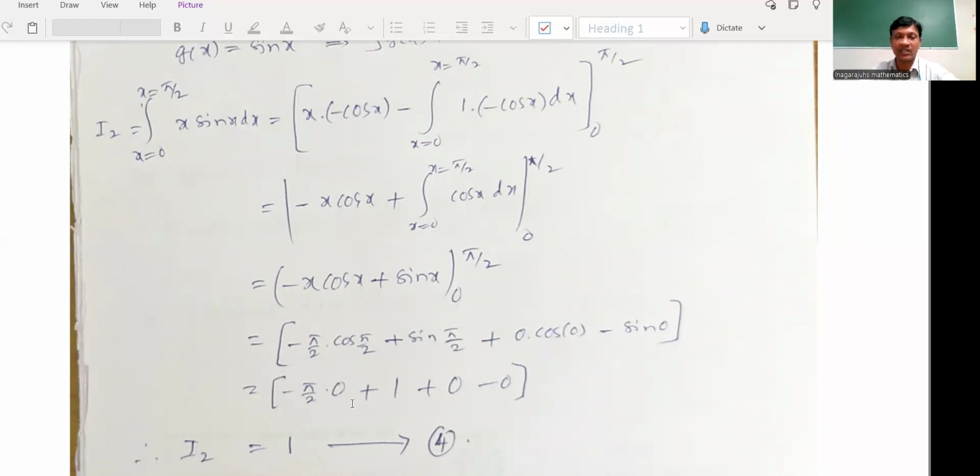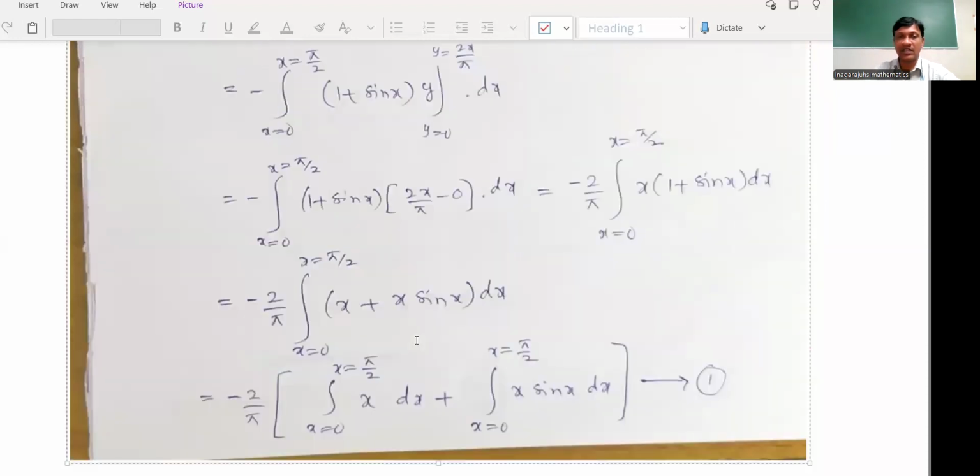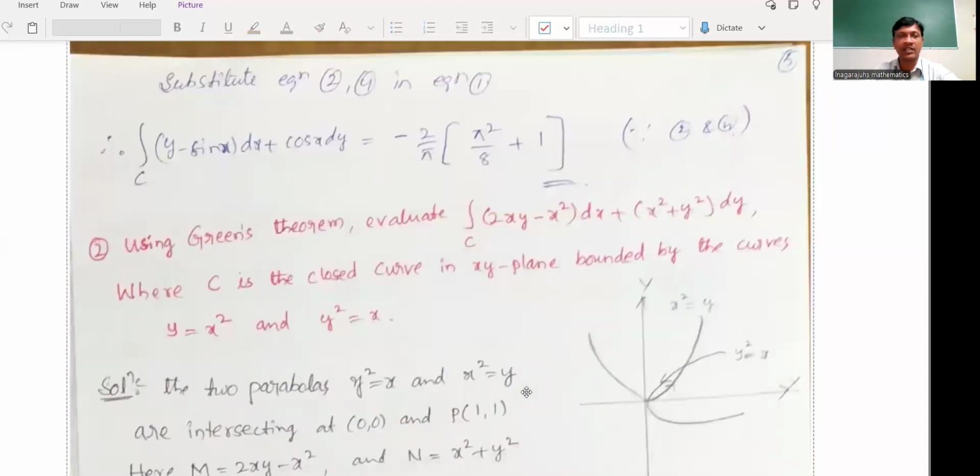So we have the I1 and I2 values, and we have to substitute them in equation 1. Previously we considered equation 1, that is minus 2 by pi, where this value is pi square by 8 and this value is plus 1. Substituting the values from equation 2, equation 4 and equation 1, we get: therefore, integral over C of y minus sin x dx plus cos x dy is equal to minus 2 by pi times pi square by 8 plus 1. This is the required solution.